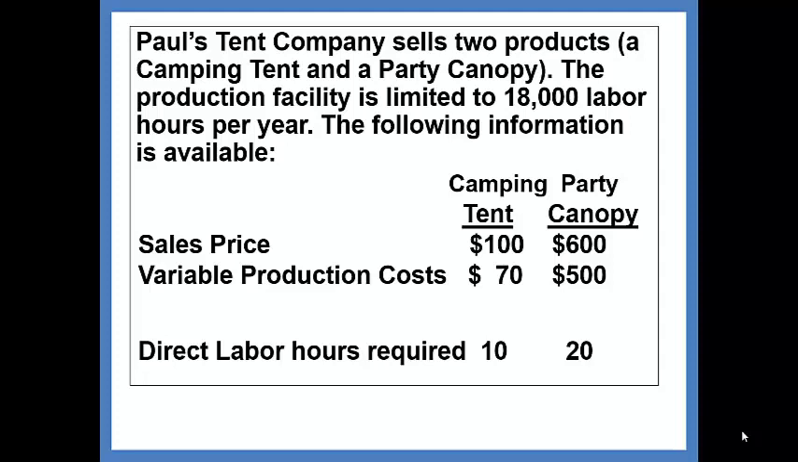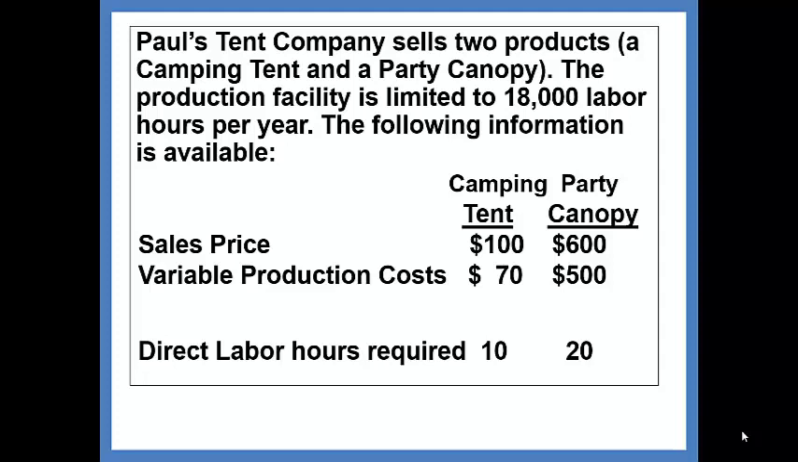The following information is available. The sales price of the camping tent is $100 and the party canopy is $600. Variable production costs are $70 for the camping tent and $500 for the party canopy. Direct labor hours required: 10 for the tent, 20 for the canopy.